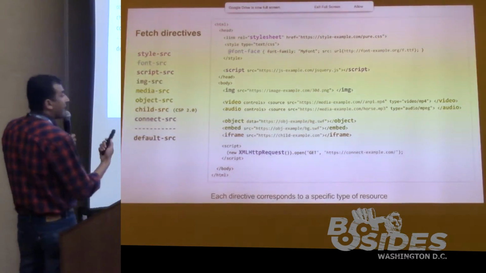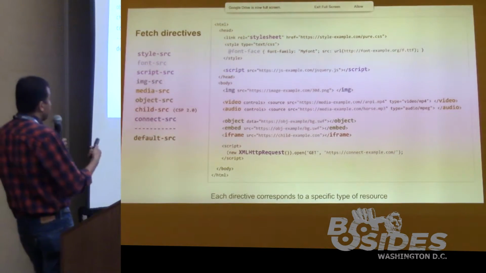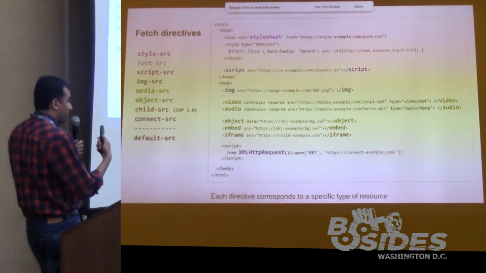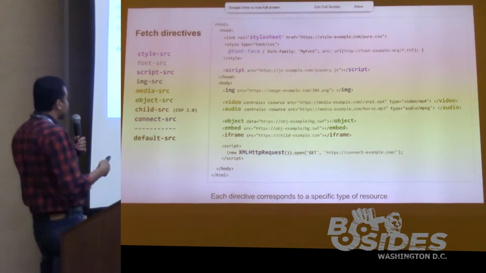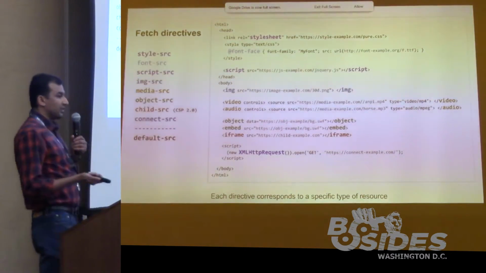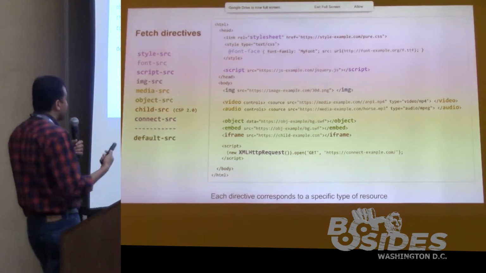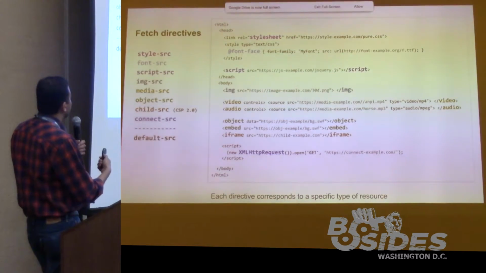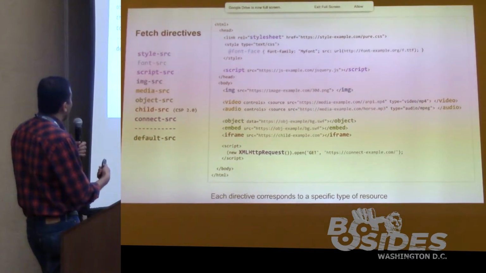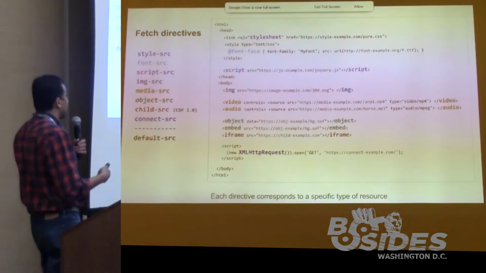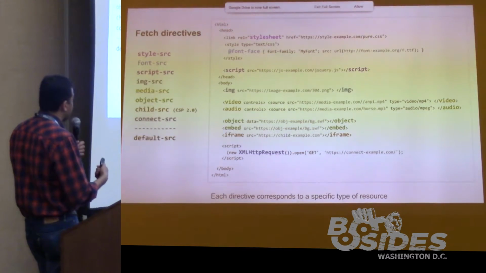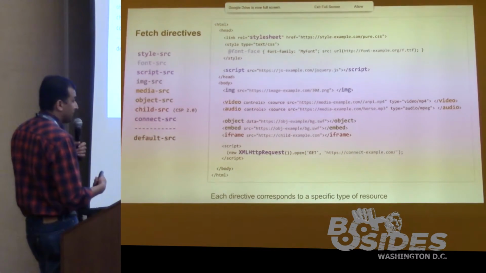So it's a fine granular kind of thing, and you can use all these tags to have fine granular resource control, like from where you can load resources. So there is something called default SRC. If we don't have a resource-specific directive, then it will fall back to the default SRC directive. So if any of these things are missing, then it will fall back to the default SRC directive.